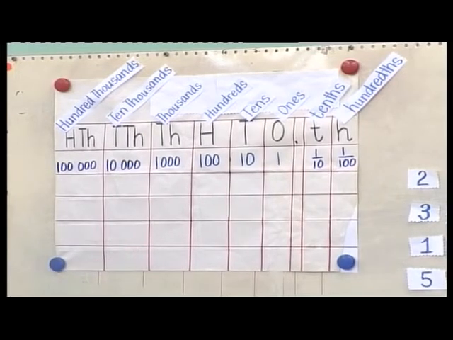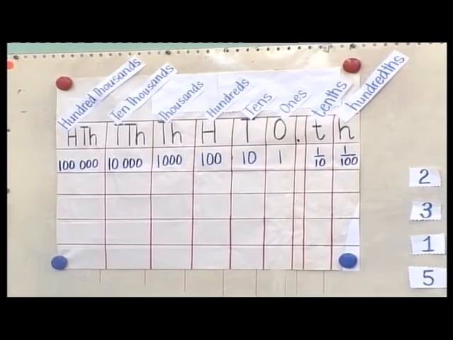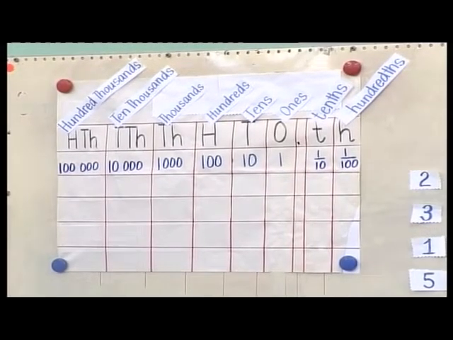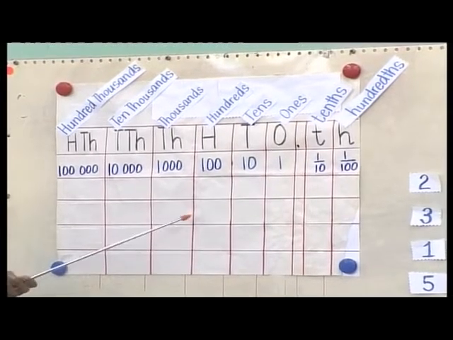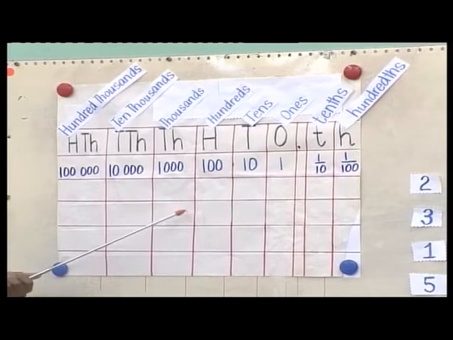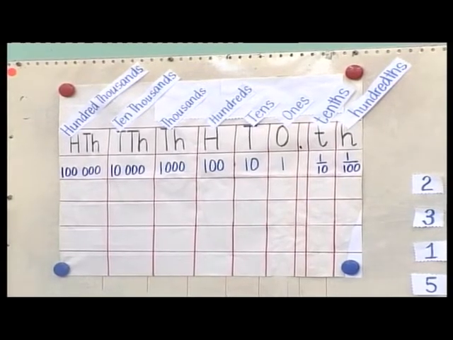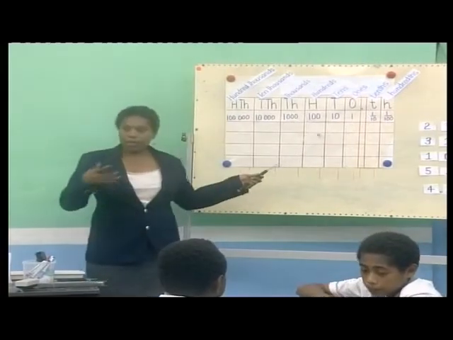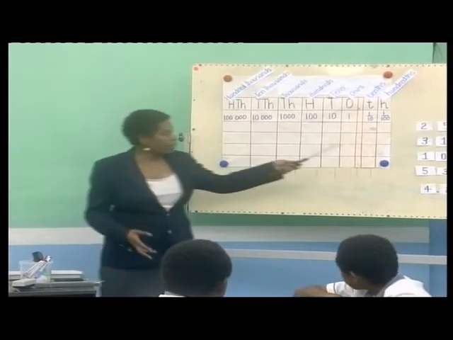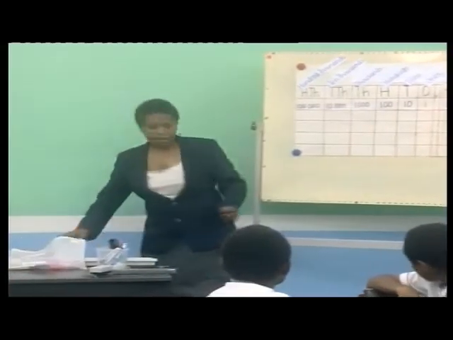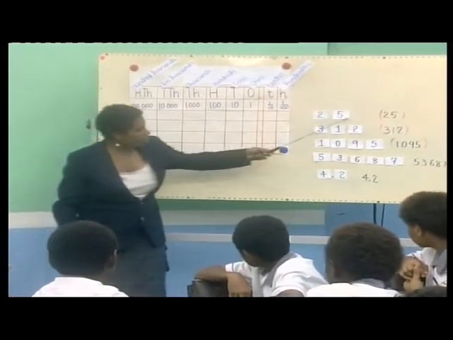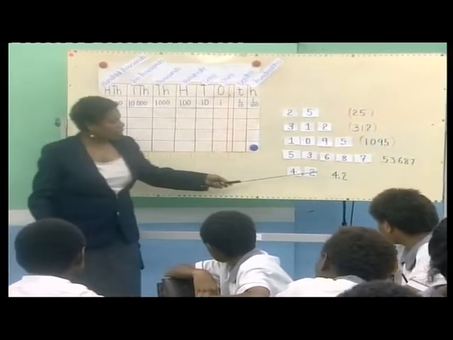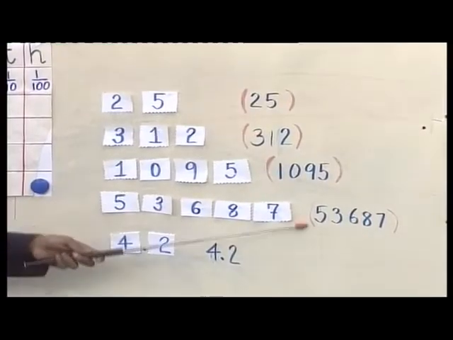Very good. Now I'm sure in your previous grade you looked at place value, receiving students, so this shouldn't be anything new to you. Place value chart. Now before we go into the place value, I'd like you to look at these numbers here. How many numbers do I have? 1, 2, 3, 4, 5.